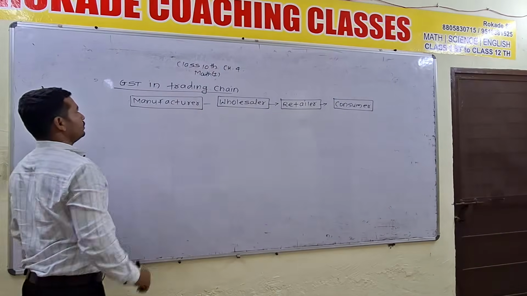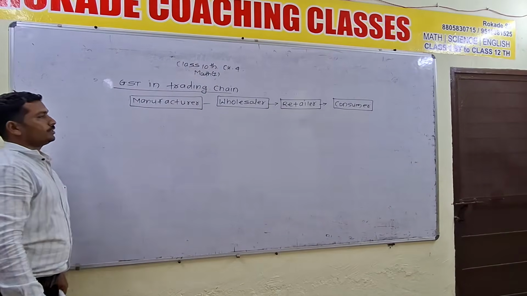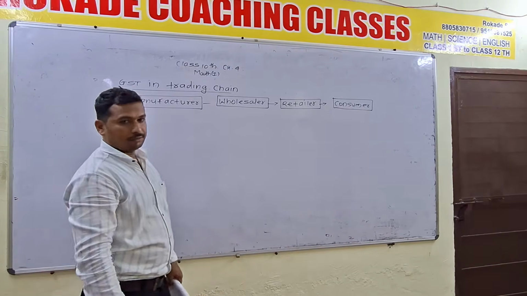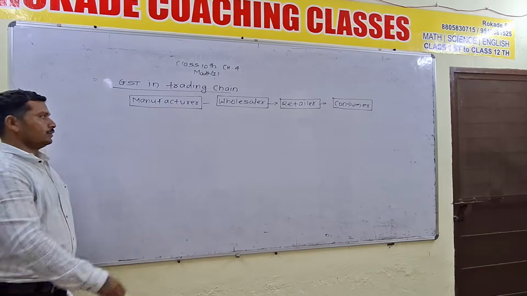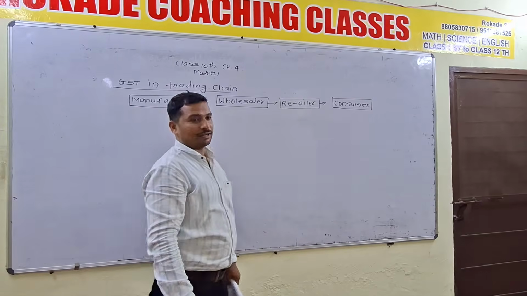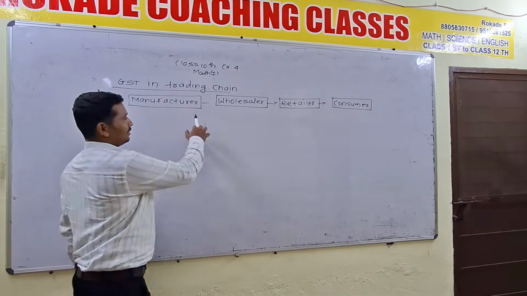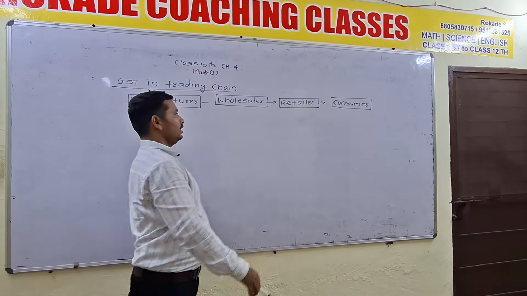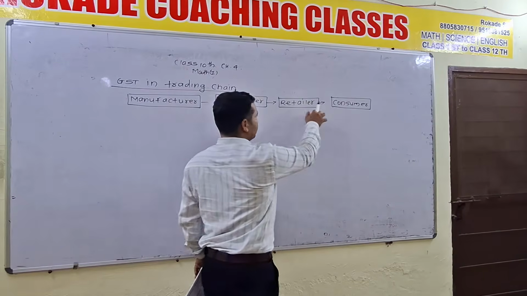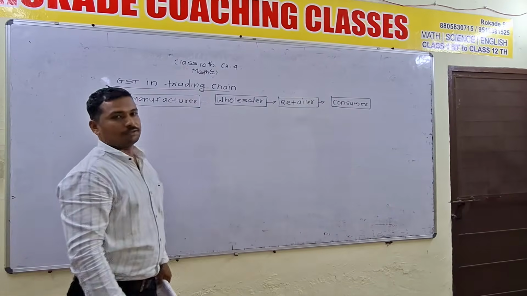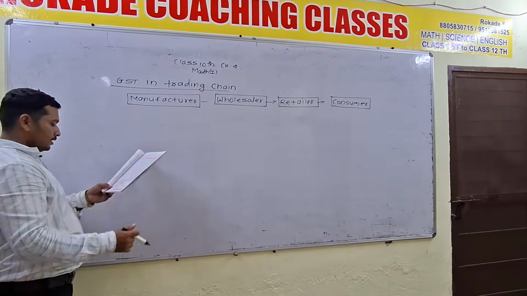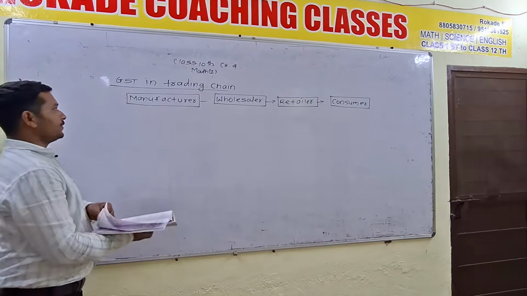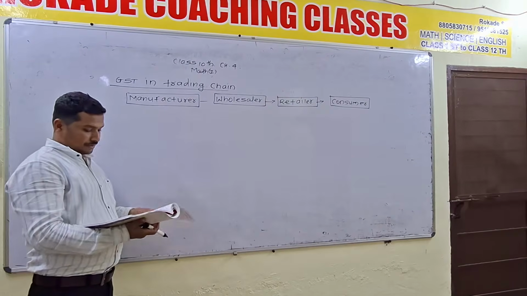So there is GST in the trading chain. The first is a manufacturer who makes things, like a bicycle, car, scooter, etc. Then there is a wholesaler, then a retailer, and the last one is a consumer. In this way, at all stages, GST is paid by each and every person.